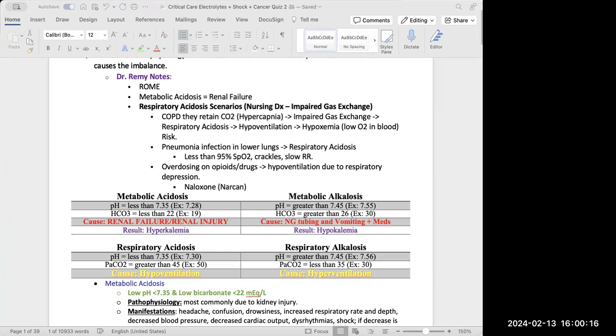Now, I changed the value purposely for PaCO2 for you to see that if you're looking at that little mnemonic ROME, this wouldn't work for respiratory, right? Because the CO2 isn't going to rise at the same time the pH is going to rise. So I already know it's not a respiratory issue, but I see that the bicarbonate rose while the pH rose. So I know it has to be a metabolic issue and it's metabolic alkalosis. Does that help?